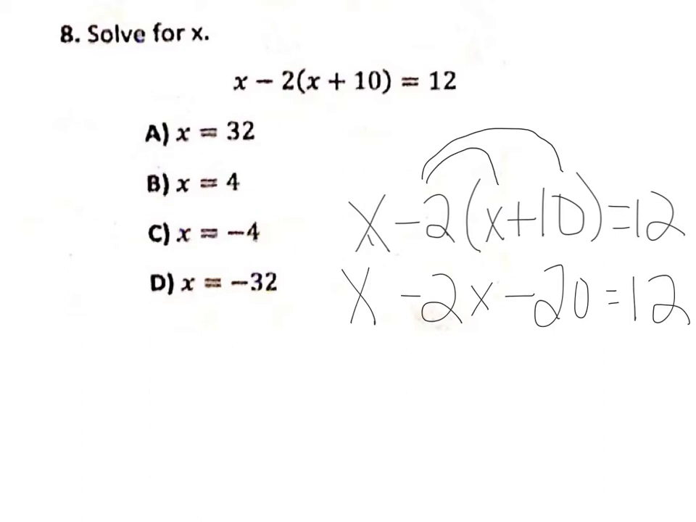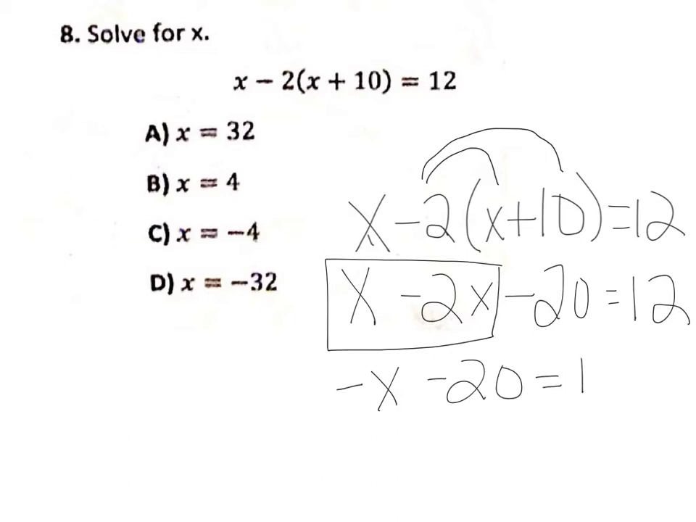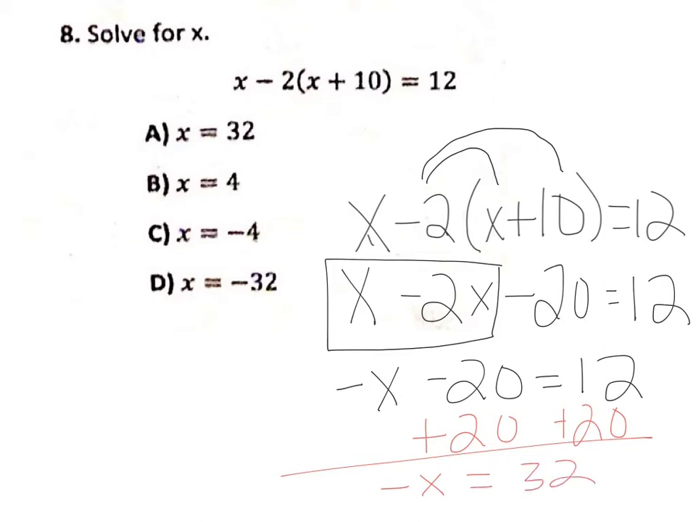Then you have to combine your like terms. So you have 1x here and 2 negative x's, which leaves you with 1 negative x minus 20 equals 12. Then you'd have to move your 20, so plus 20 gives you negative x equals 32. Then you'd have to divide by negative 1.